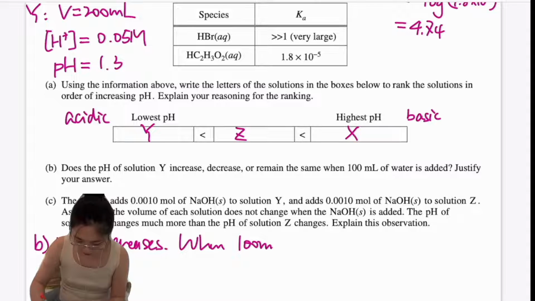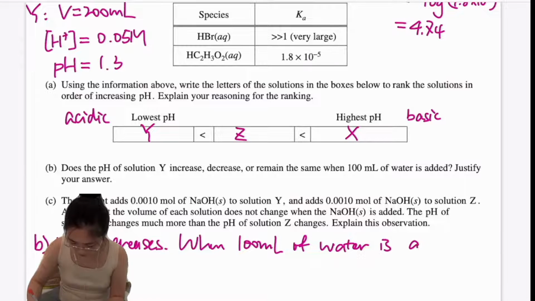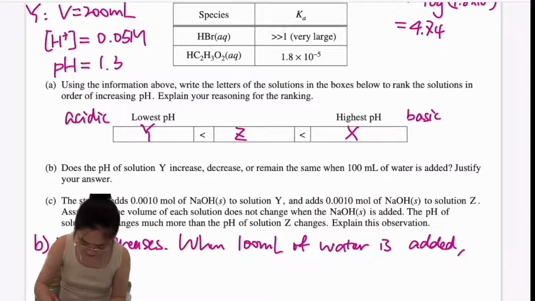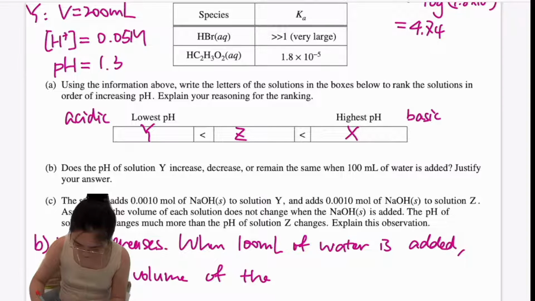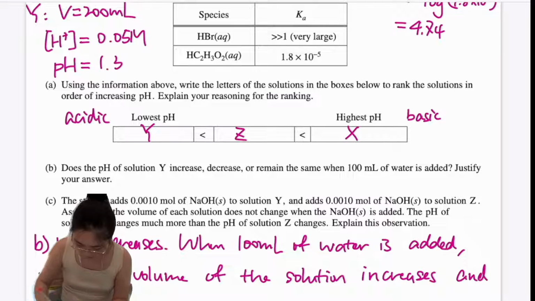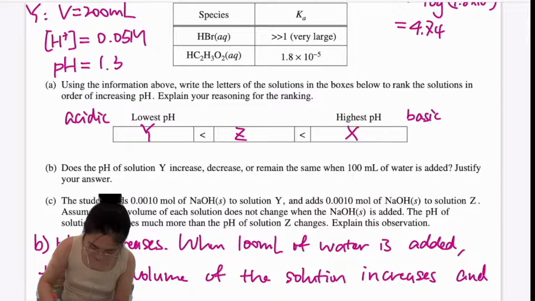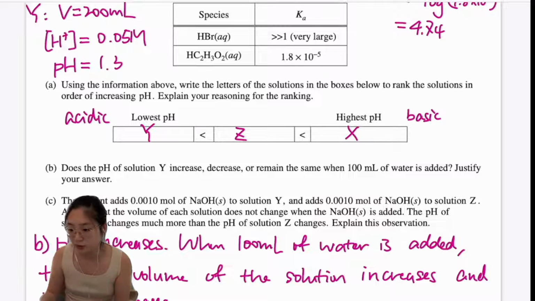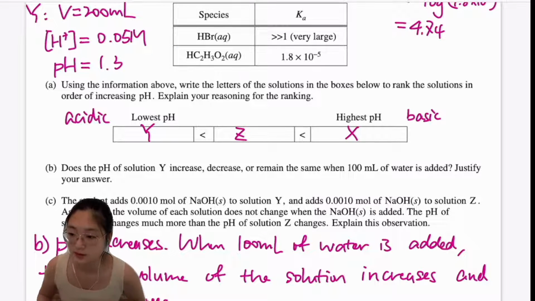So when 100 milliliters of water is added, the total volume of the solution increases and the concentration of the proton decreases. And then a lower proton concentration means a higher pH value, less acidic or more basic.